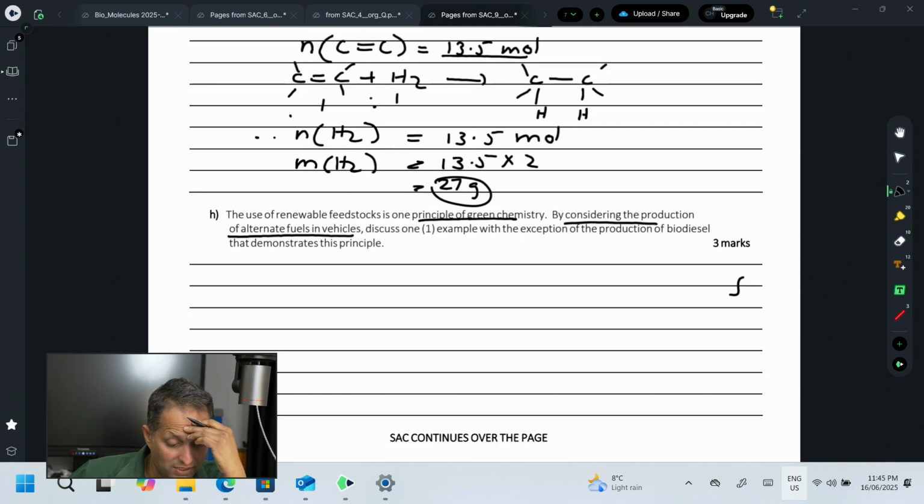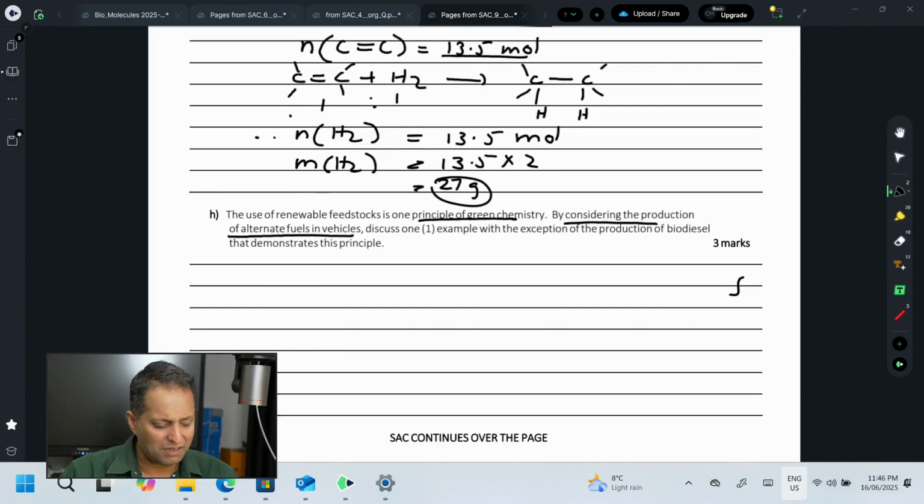Don't know, maybe what? By considering the production of alternate fuels in vehicles, discuss one example with the exception of the production of biodiesel. Are they talking about renewable fuel? I don't understand this version of English. Maybe I'm an immigrant. Maybe this is not immigrant friendly, is it? This question, the way it is worded. Do you think it's immigrant friendly? No way. I don't understand.